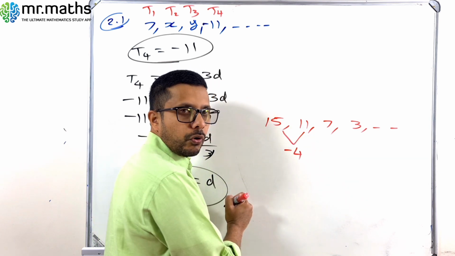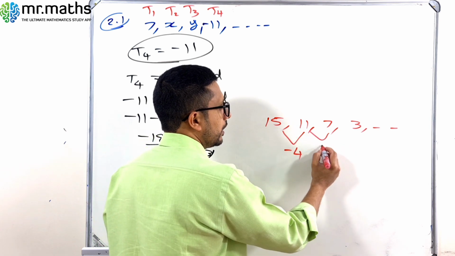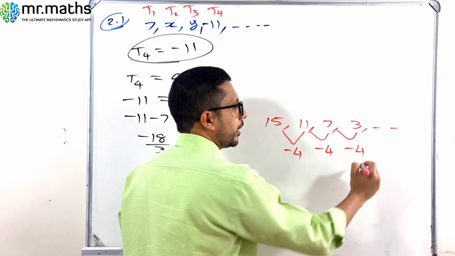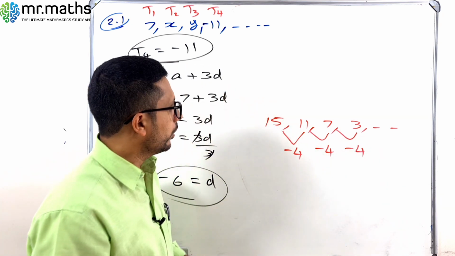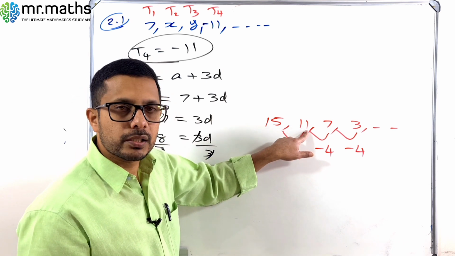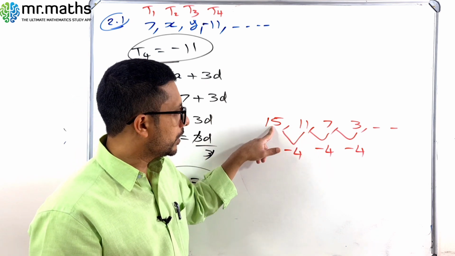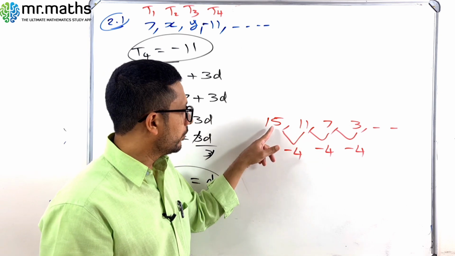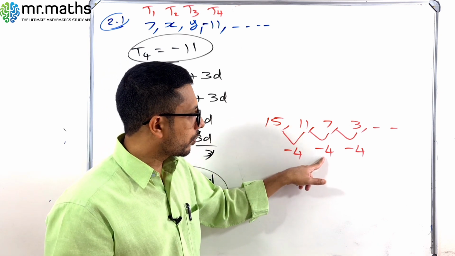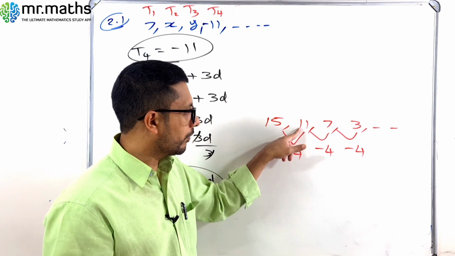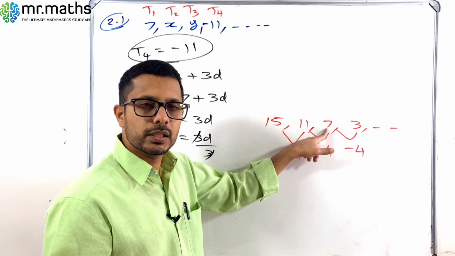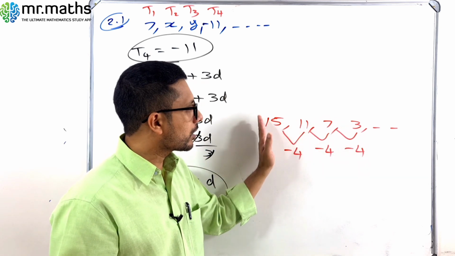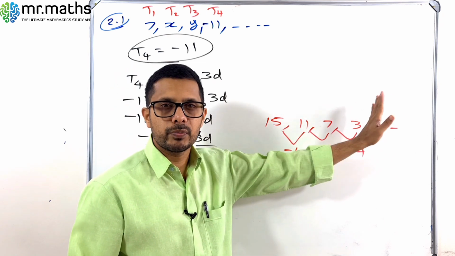Minus 4. Am I right? 7 minus 11, that is minus 4. 3 minus 7, that is minus 4. Okay, now look at this one. How can I get this second term? 15 minus 4, that is 11. 11 minus 4, that is 7. 7 minus 4, that is 3. That is how I can find the next term, next term, next term, like that.